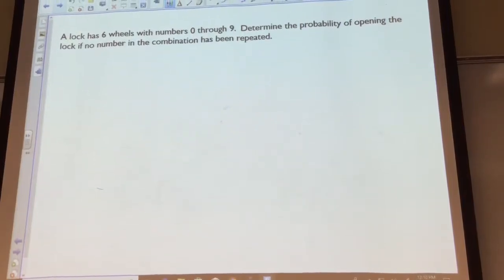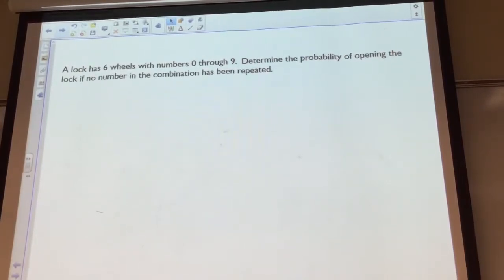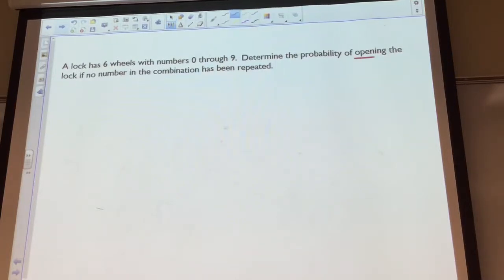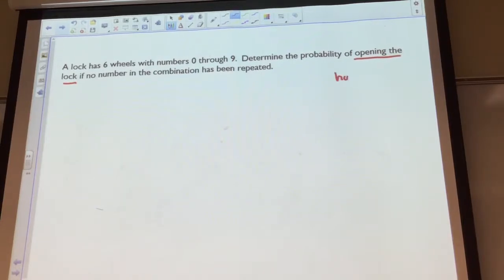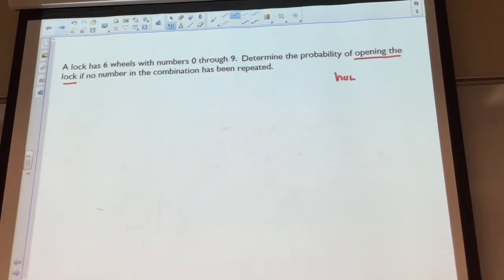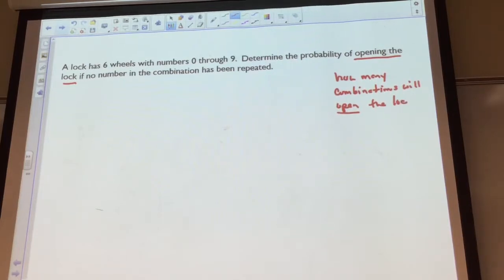Numbers 0 through 9. Determine the probability of opening the lock if no number in the combination can be repeated. So the fact that we want to open the lock, how many combinations will open the lock?